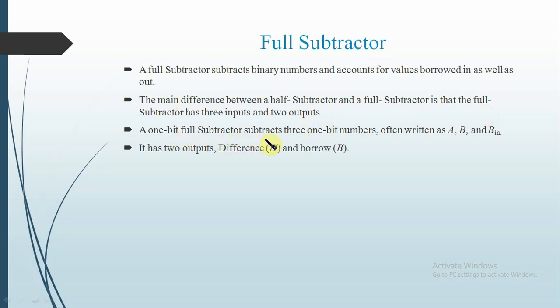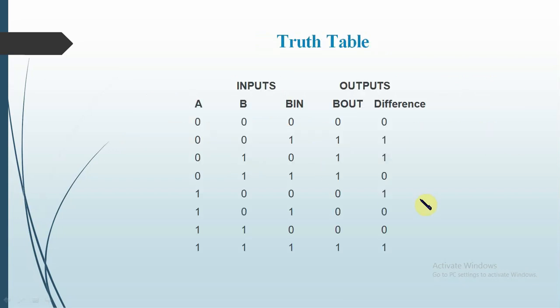A 1 bit full subtractor subtracts 3 1 bit numbers, that is A, B and borrow input, and there are 2 outputs, that is difference and borrow. This is the truth table of that full subtractor.